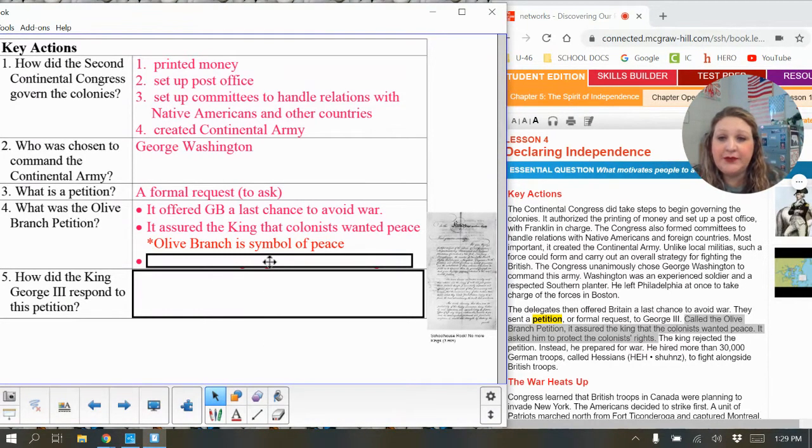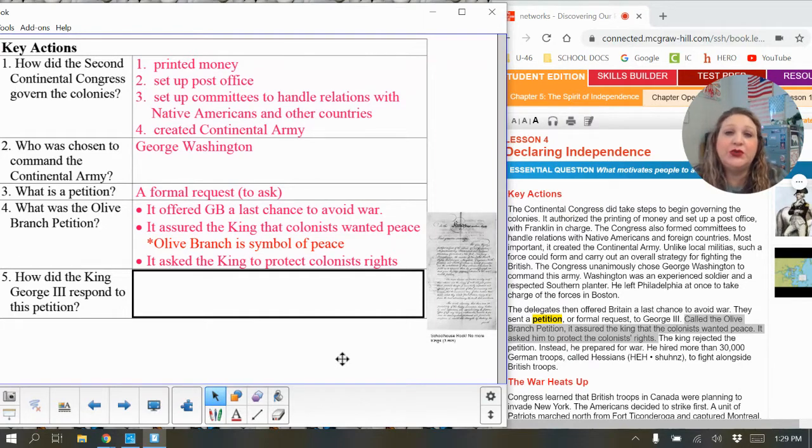And in the petition, it asked the king to protect colonist rights. The things they're asking for are to not put taxes into place without their permission. And we talked about that slogan, right? No taxation without representation. They weren't saying no to taxes in general. They were saying we shouldn't be taxed unless we approve of those taxes, or unless we have a representative in Parliament so that you can get our side of what it's like to be in the colonies.